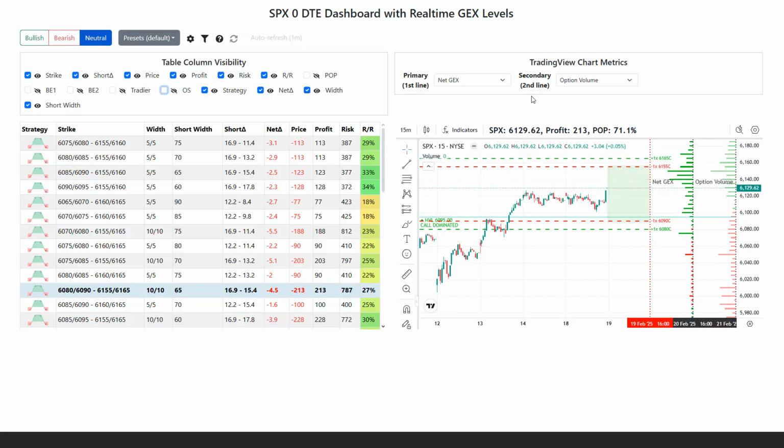By default, the primary metric is NetGEX. The secondary is option volume. But I can turn off the secondary or even switch it to open interest or even to NetGEX. Or if I press the button from the dropdown, I completely turn it off. By default, option volume is the second and the first is NetGEX, but I can freely change these values here.